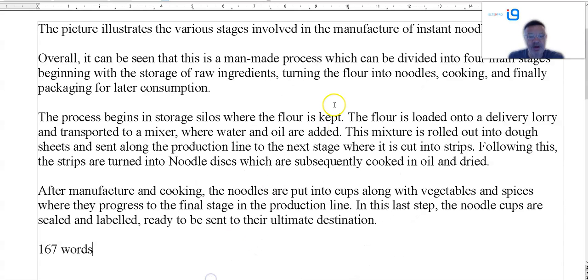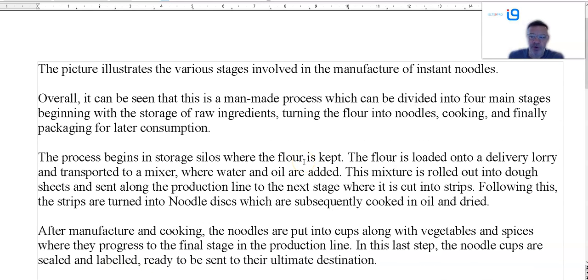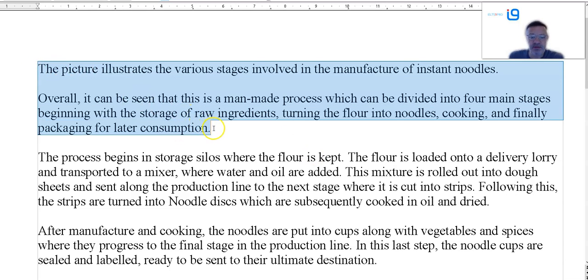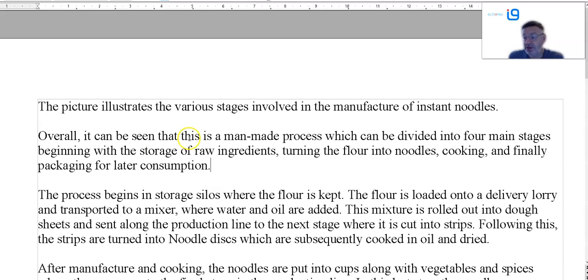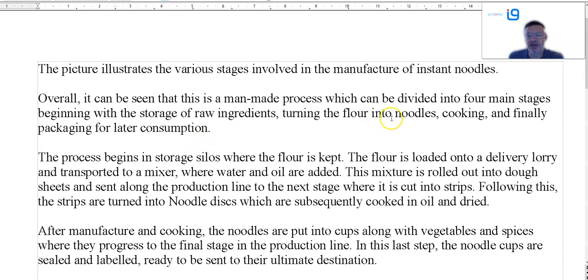Where is it? Okay. This one's 167 words. Okay, so we're using 4 paragraphs as a structure. But of course, you could join those first 2 because sentence 1 is not a paragraph really, is it? But still, the picture illustrates the various stages involved in the manufacture of noodles. Now, the overview, and as you know, we must have one. Man-made process, 4 main stages, raw ingredients, noodles, the cooking, and the packaging. And that's basically it. So that's one way that you can extend it.